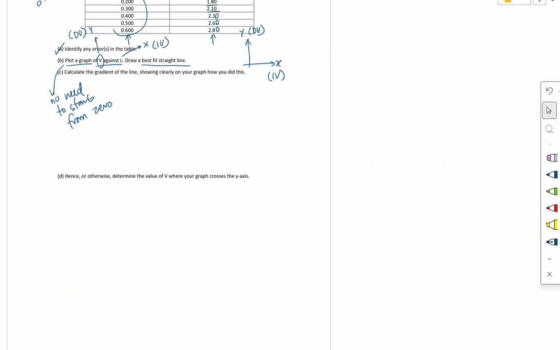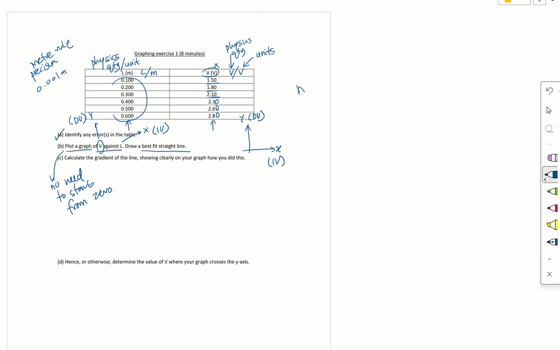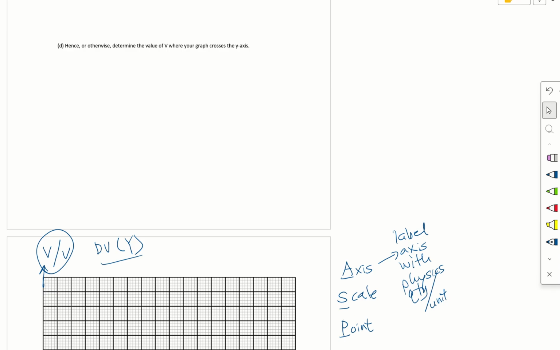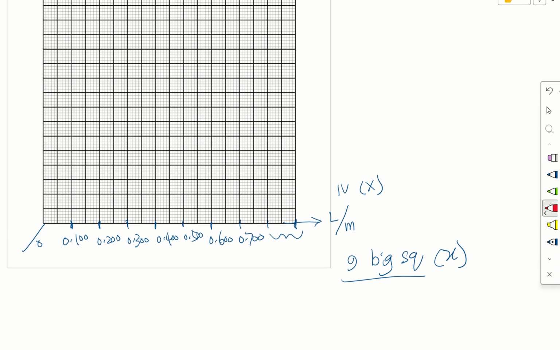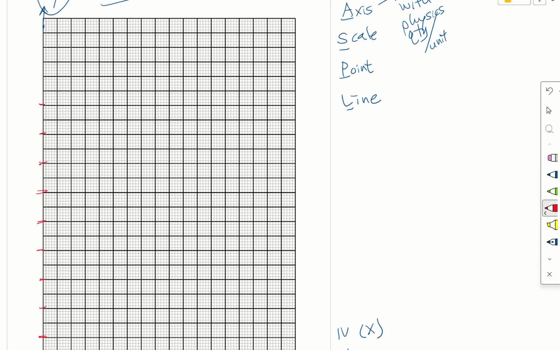How about for the y-axis? It's starting from 1.5, so if you want, you can start from 1.5. When you're choosing the scale, choose multiples of 2, 4, 2, 5, or 10. Let's say I start from 1.5, and how many squares are there? 1, 2, 3, 4, 5, 6, 7, 8, 9, 10, 11, 12. So there are actually 12 squares.